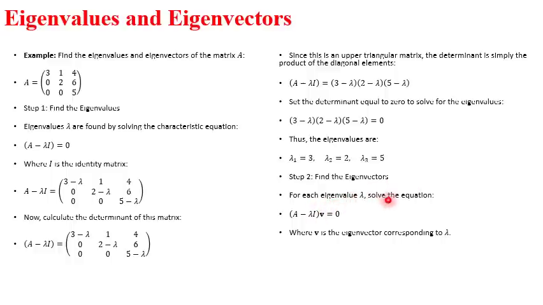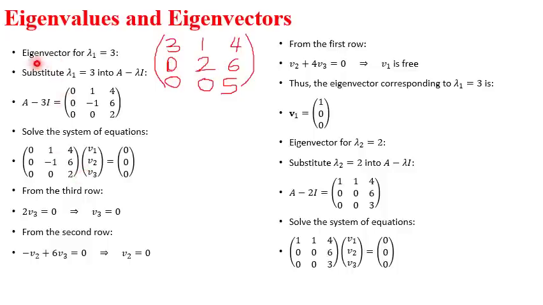So for each of the eigenvalues, we will use these eigenvalues to solve for the eigenvectors. But the characteristic equation used in solving for the eigenvectors is this and not this one this time around, where v is the eigenvector corresponding to the eigenvalue to be solved. All right. So we start by finding the eigenvectors for each of the eigenvalues, starting with the eigenvalue lambda 1 equals 3.